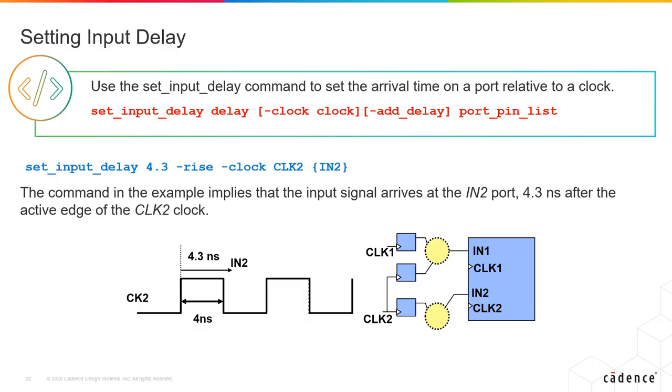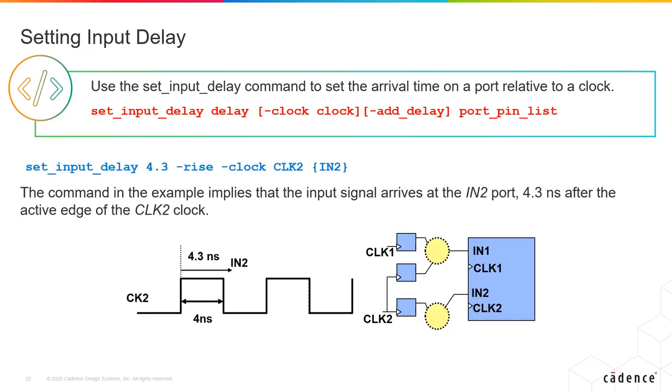You can define the environment of a chip using the set_input_delay and set_output_delay commands. Using the set_input_delay command, set the arrival time on a port relative to a clock. The set_input_delay command specifies a delay value and whether it's rise or fall and what clock it's relative to. In this example, the input signal arrives at the IN2 with respect to the CLK2 clock, and it arrives 4.3 nanoseconds after the active edge of CLK2.